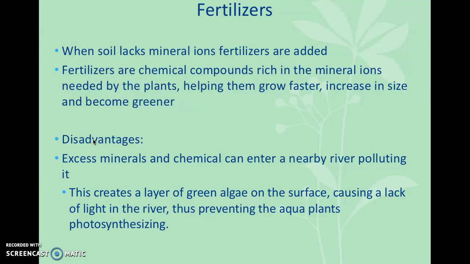This is called eutrophication, which creates a layer of green algae on the surface, causing a lack of light in the river, thus preventing the aquatic plants from performing photosynthesis. If you want to look up a picture of eutrophication, it's this really dense green algae. It's really interesting, but really damaging to the environment.